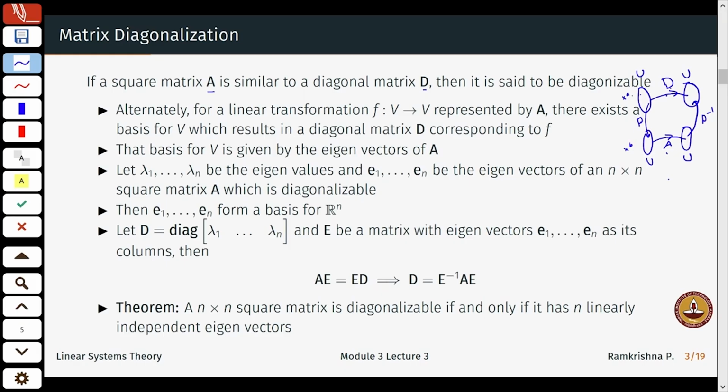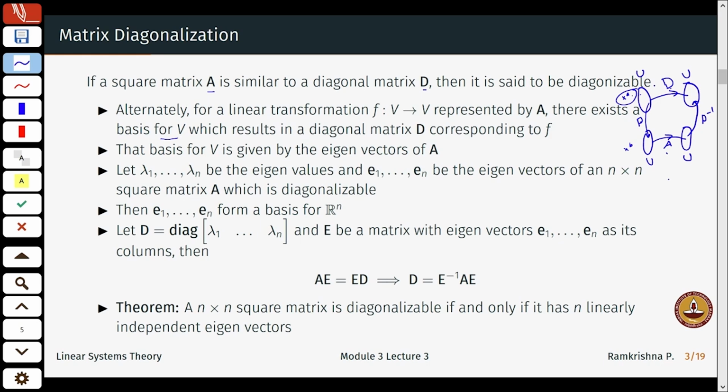So alternatively, as explained here, for a linear transformation F going from say V to V, or here I just use U to U, it's the same thing. This statement means that there exists a basis for V which results in a diagonal matrix corresponding to F. What is the basis here? That is the basis corresponding to this vectors representation X A.